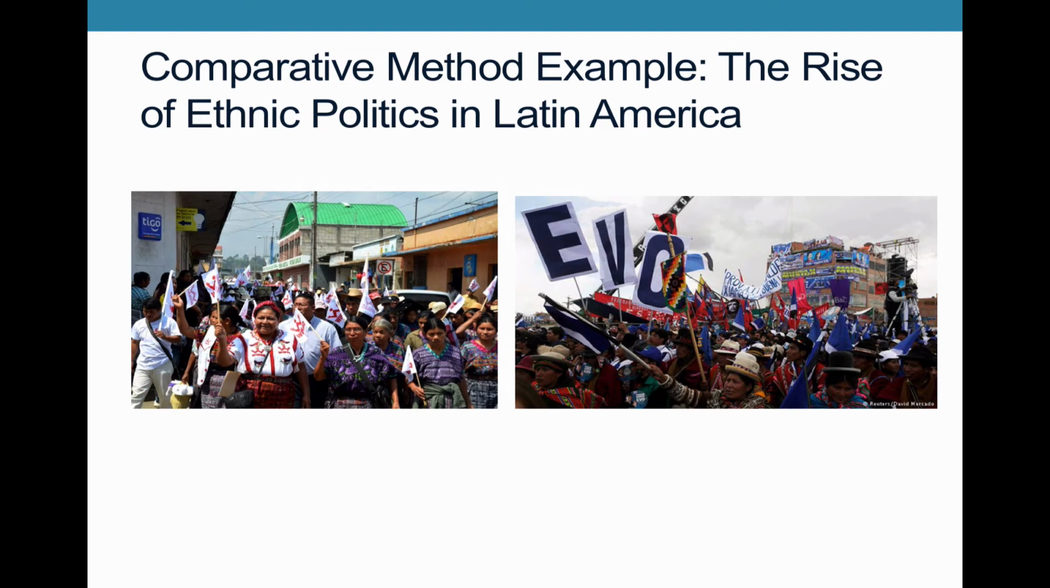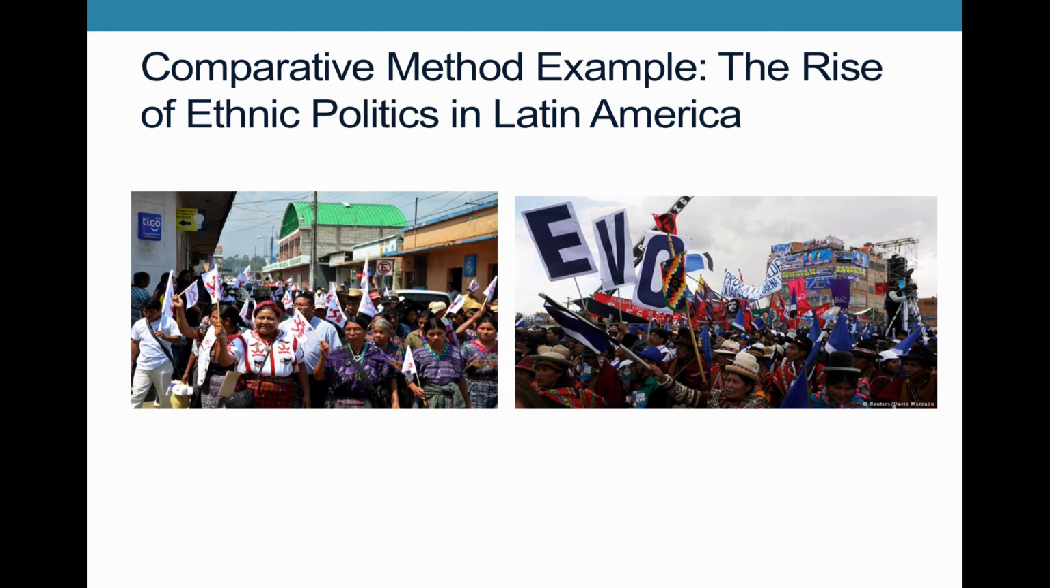And compare that with, on the right-hand side, we have a picture from Bolivia of Evo Morales' campaign. So Evo Morales is an indigenous president that was able to win office. And, while both Guatemala and Bolivia have a large percentage of the population that's indigenous, only one of these cases sees the emergence of an indigenous president, one that's able to win votes.